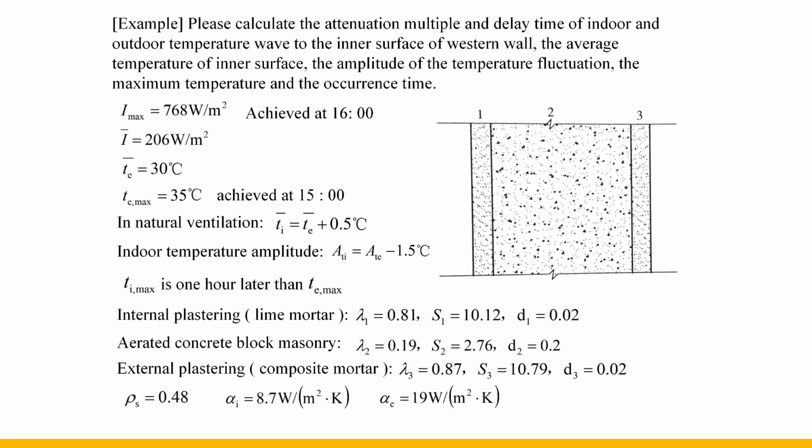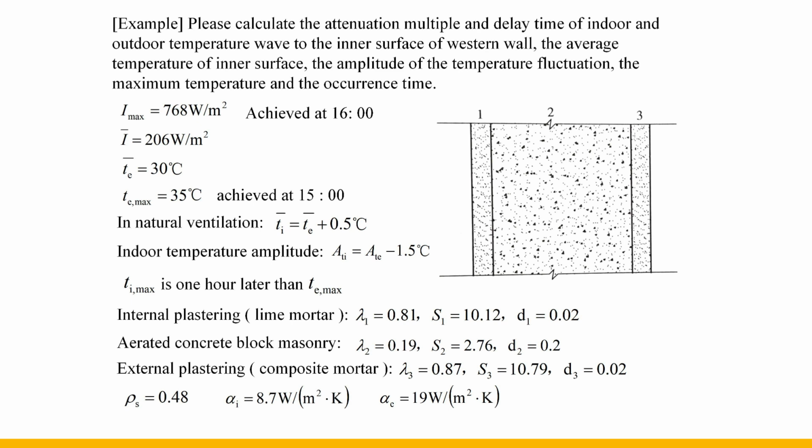The west wall has 3 layers, inside on the left and outside on the right. Since the heat flow enters the indoor from outdoor, the layer number is from left to right. Layer one is the internal plastering. Thermal conductivity is 0.81, and heat storage coefficient is 10.12. Layer two is rendered block masonry with thermal conductivity of 0.19 and thermal storage coefficient of 2.76. Layer three is the external plastering. Thermal conductivity is 0.87, and thermal storage coefficient is 10.76.